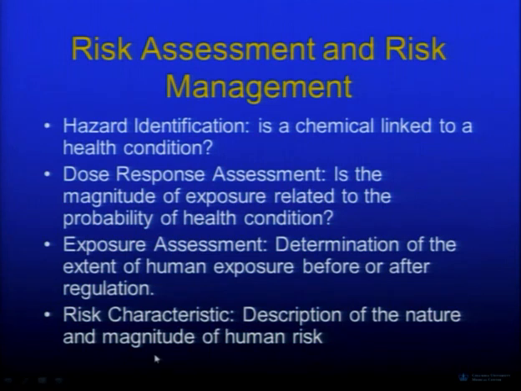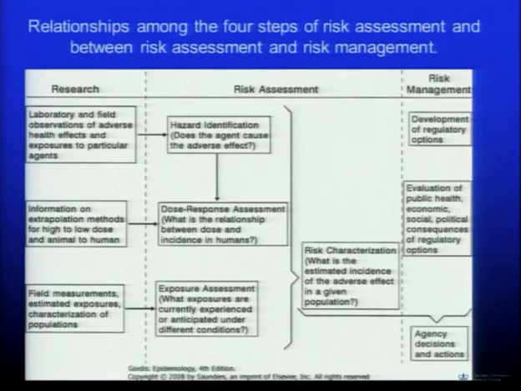And you can just describe risk, where you describe the nature and the magnitude of risk. And just like we had that big grid that came up for the meta-analysis of the cardiac guidelines, you also have to think about the different levels of risk in terms of risk assessment and risk management. So you can have research that's laboratory and field observations of adverse health effects. You can use different models for high to low dose and animal to human and try to extrapolate.